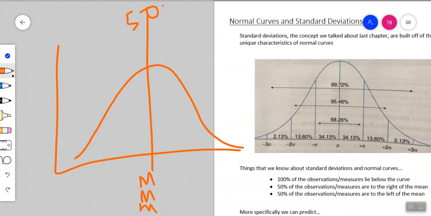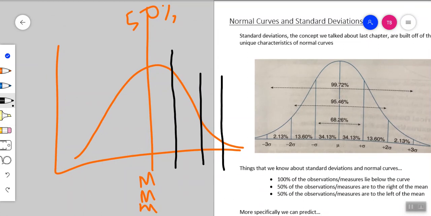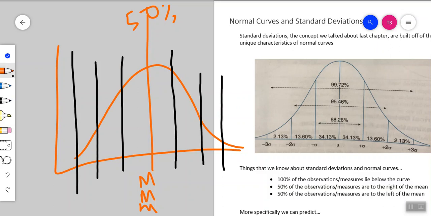So if we know this is 50% right here, then we could also break this up into thirds. That's all we're really doing. That's what this is depicting. Because it's symmetrical, this distance right here is going to be the same as this distance right here. This distance right here is going to be the same as this one here. And this final one is going to be the same here. So I'll do the same marks over here. You start seeing that these two are the same, as well as these two, as well as these two.